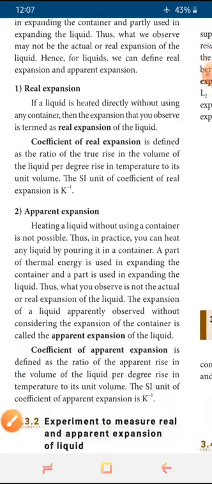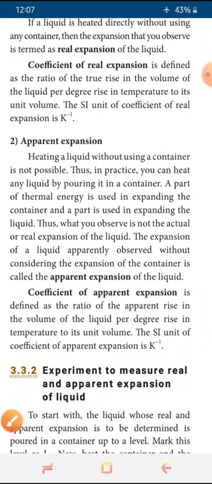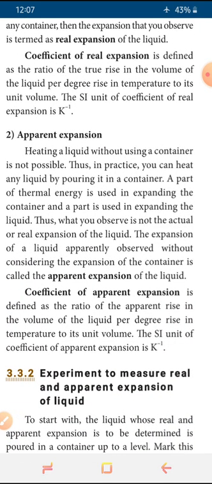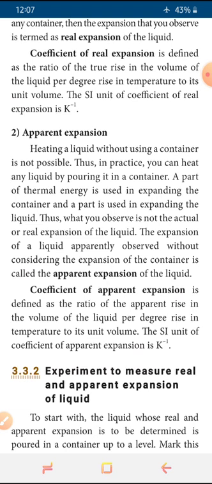And next is apparent expansion. So we understood what is real expansion. Then what is apparent expansion? Generally, or we can say practically, without a container we can't heat the liquid. There is no possibility for real expansion. So definitely we should use a container.